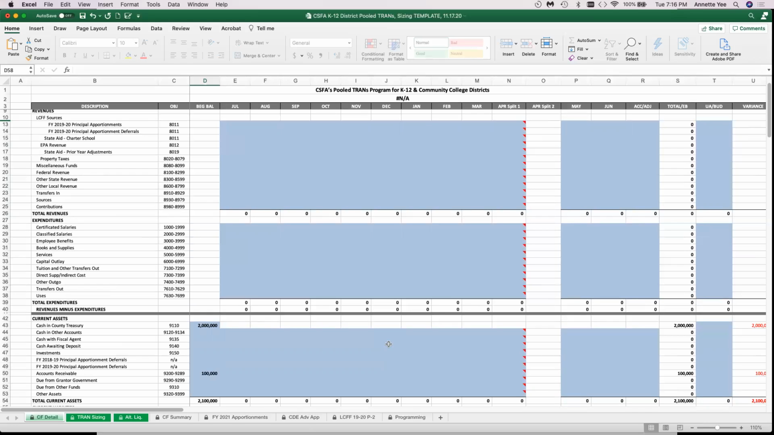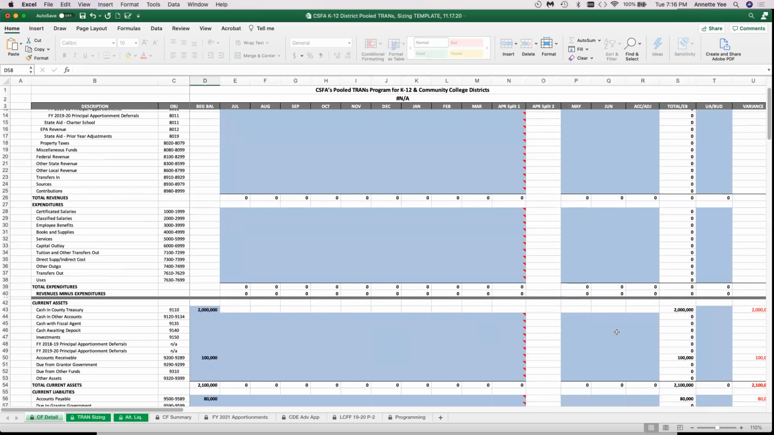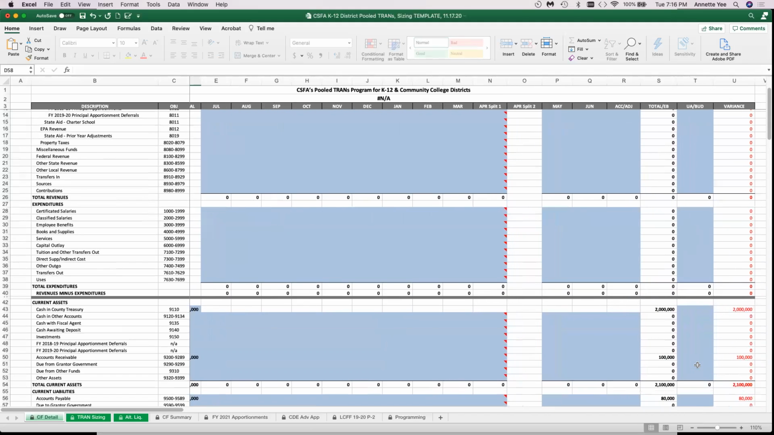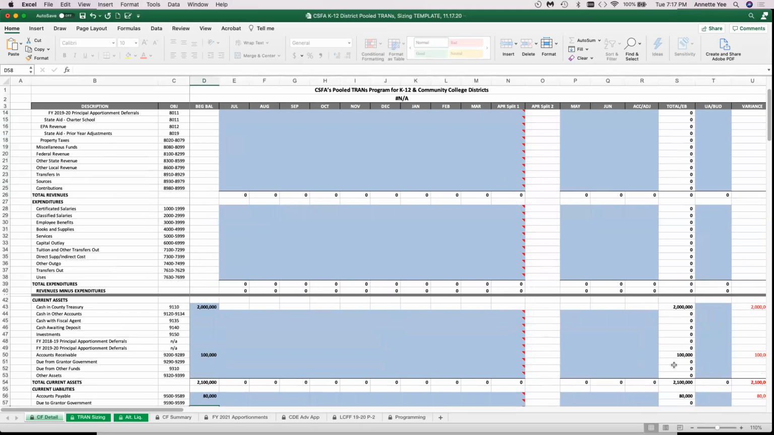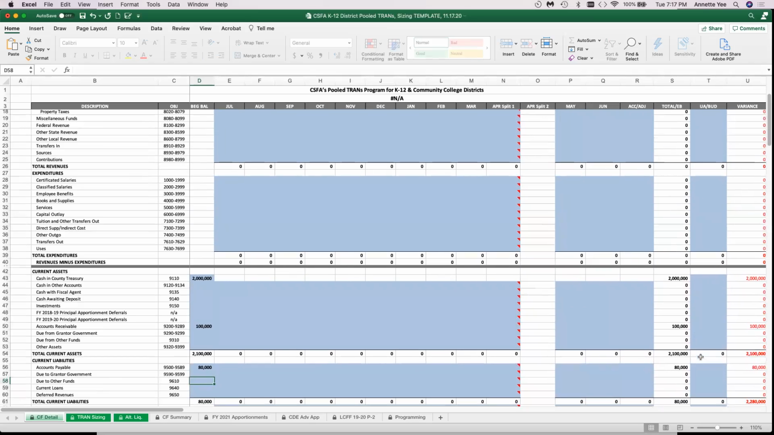I think we're going to scroll to the end of our sheet and see column S. In column S, if absolutely nothing happened during the year, if we didn't pay anybody or receive anything, that balance would remain. That means somebody still owes us 100,000 and we still owe somebody 80,000, right? Got it.